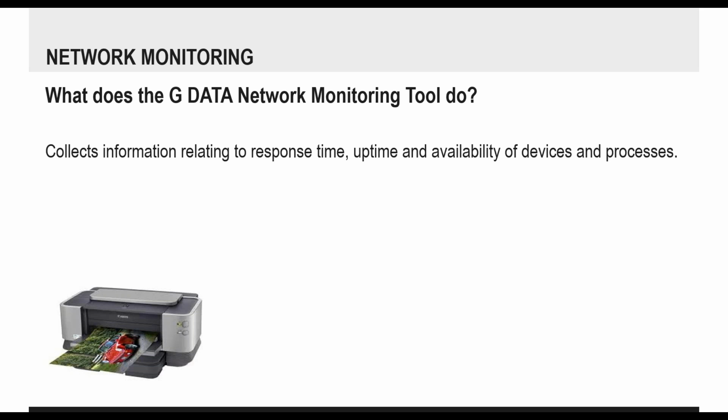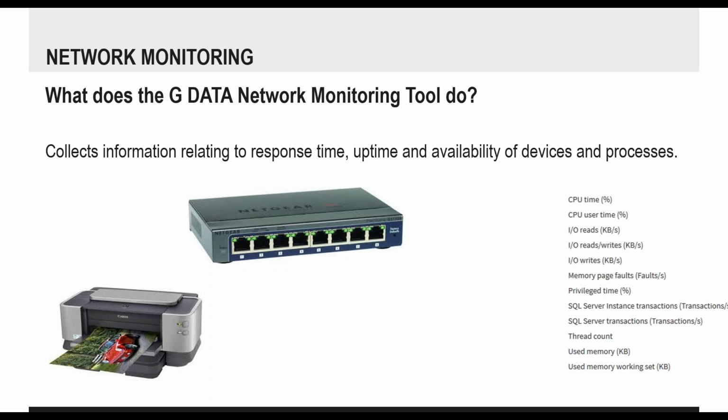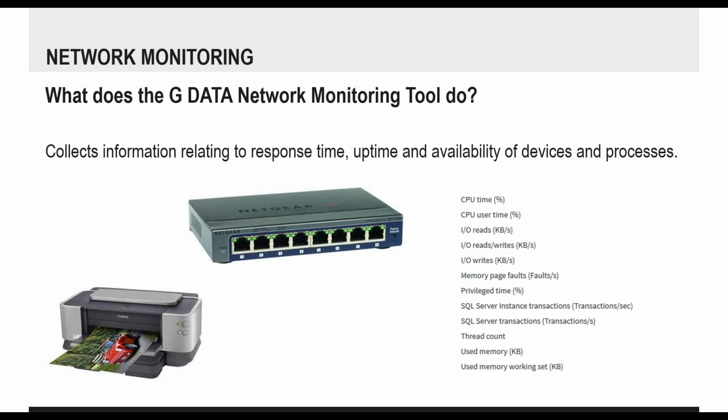So we can monitor hardware devices. That includes network printers. We can monitor SNMP enabled devices, and this includes things like routers, switches, but also operating systems. You can enable SNMP on operating systems, so you can monitor certain events on those systems. And local processes on a Windows PC can be monitored.